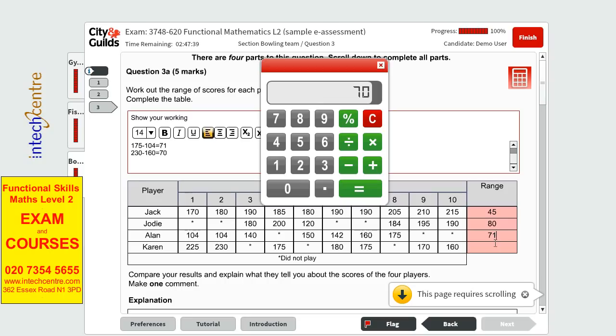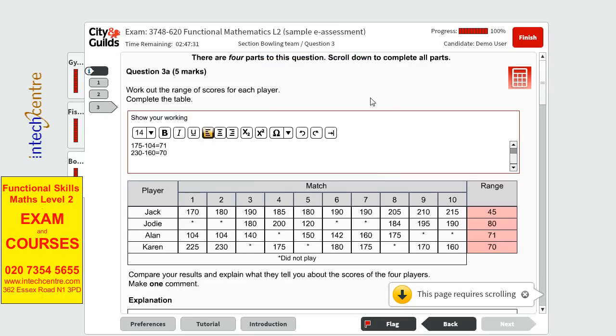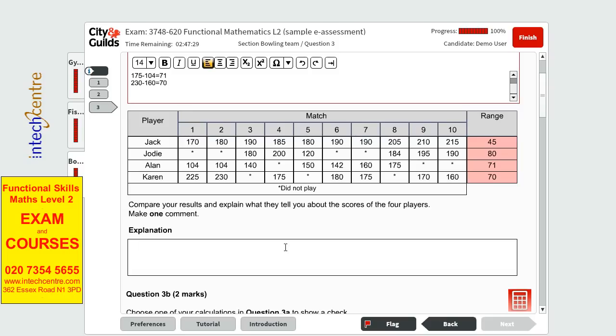So we have here 71 and 70. 230, 160, that's fine, correct. We can move on to explaining the results and what they tell us about the scores of the 4 players. We'll start with Jack because he has the lowest range, which means that he shows the most consistency.